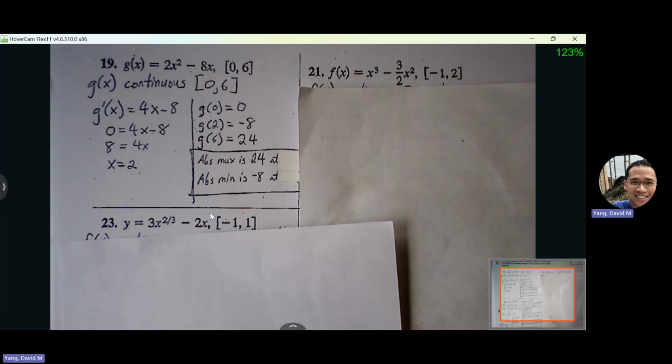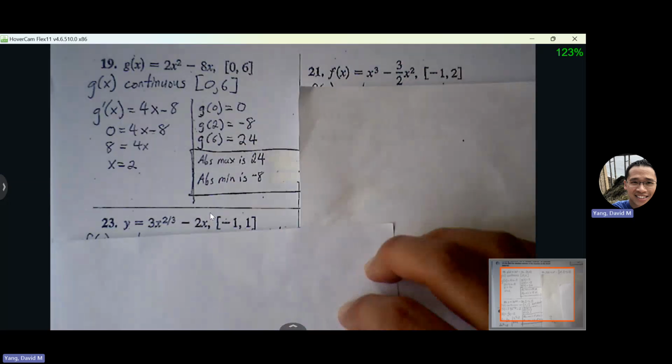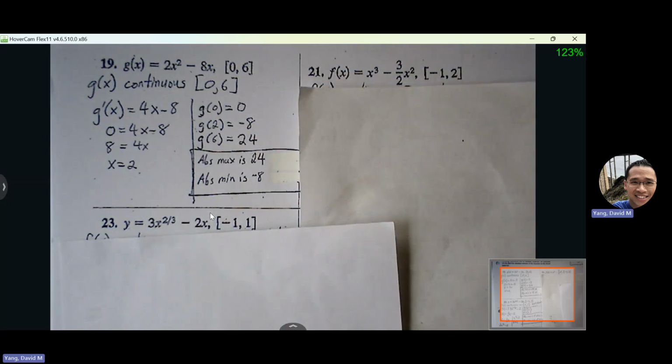Can we label like G of 2 or G of 6? Can we put next to it absolute max? No. Yeah, I really want us to stay away from the x values, just so that sometimes students get thrown off and they want to provide the x value as the max, and I want us to get away from that. So I want us to just emphasize the y value and only the y value.